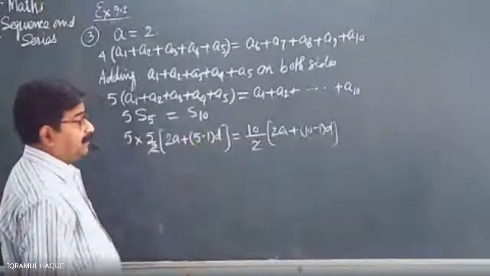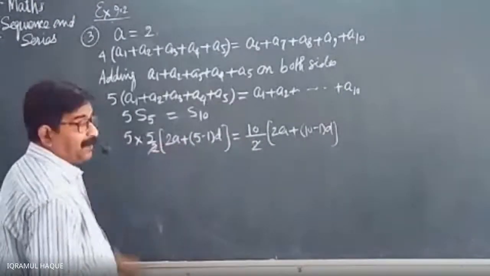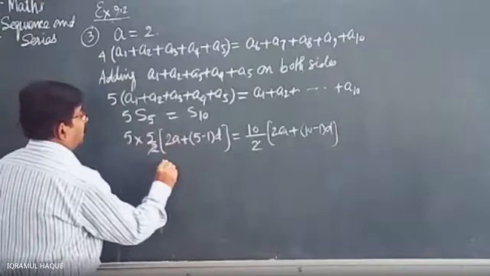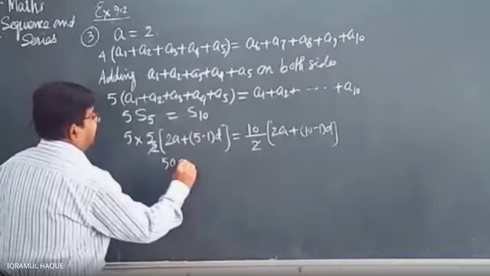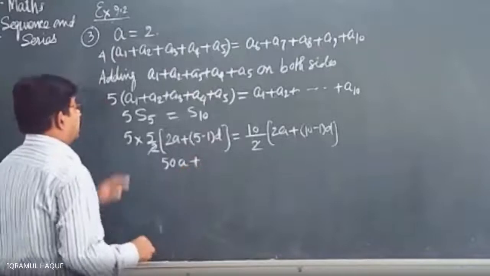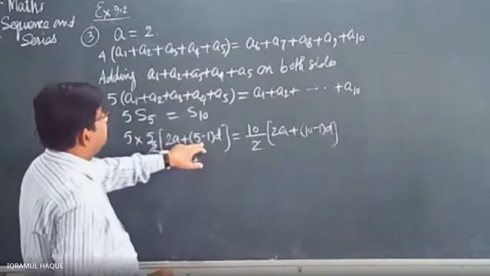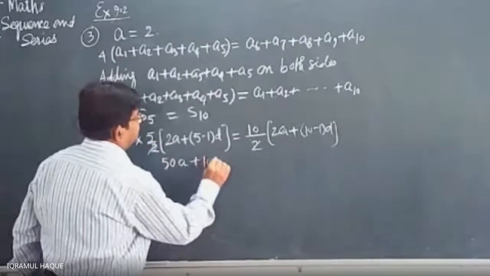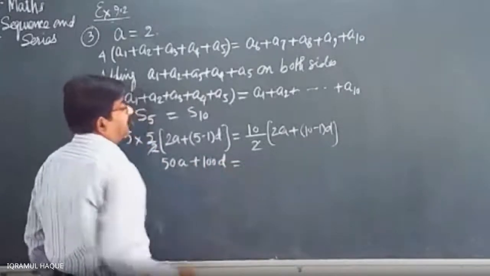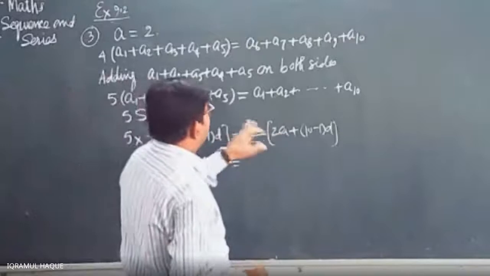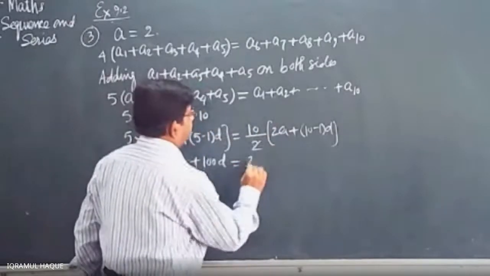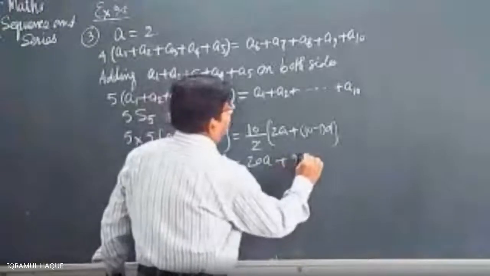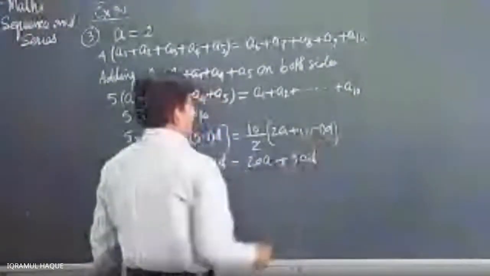Multiply inside. 5 fives are 25. See, I am multiplying. 25a times 2 is 50a, plus 25 fours are 100d, since 5 minus 1 is 4. This side, 10 times 2 is 20a, plus 90d, since 10 minus 1 is 9.